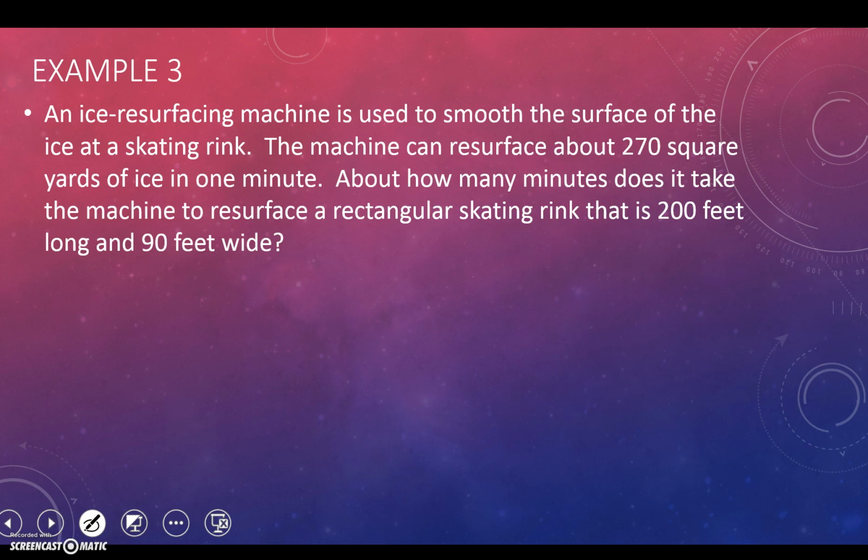And in our last example here, an ice resurfacing machine is used to smooth the surface of the ice at a skating rink. The machine can resurface about 270 square yards of ice in 1 minute. But how many minutes does it take the machine to resurface a rectangular skating rink that is 200 feet long and 90 feet wide? So the first thing we need to do is find the area of the skating rink.